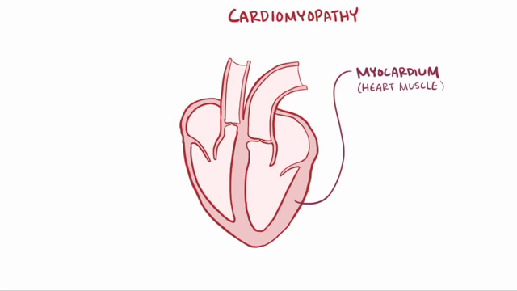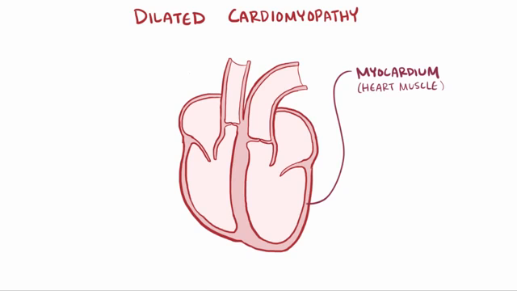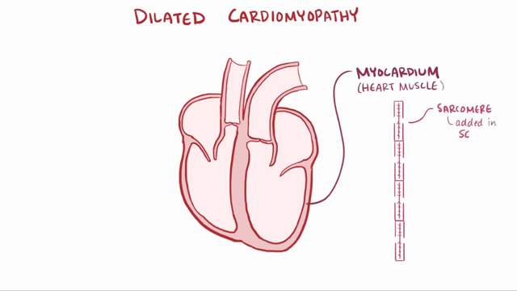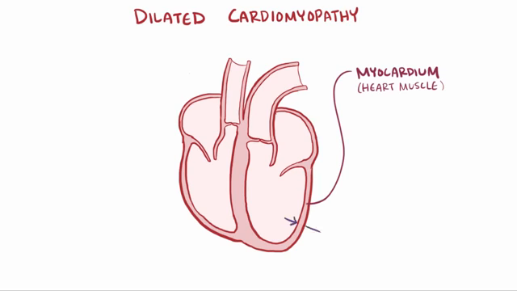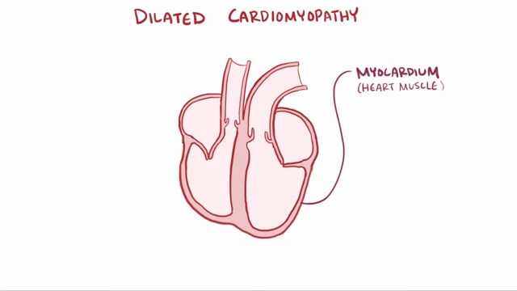Now, the most common type is dilated cardiomyopathy, which can cause all four chambers of the heart to dilate, or get bigger. Specifically, new sarcomeres, or muscle units, in the walls are added in series, and the chambers grow larger, which leaves the walls relatively thin compared to the large chamber size, with less muscle to use for contraction.